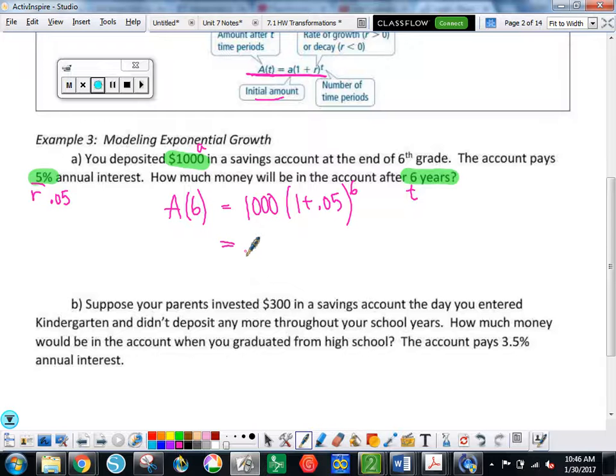1,340 point dollars. So after 6 years, we get $340. So when they graduate, they've increased their money by $350.